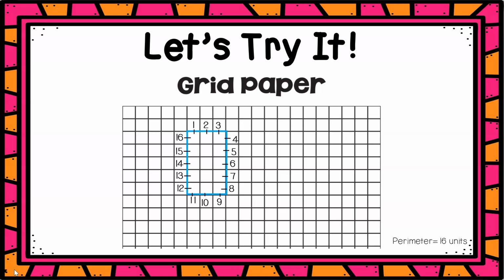Notice that I keep saying units after the number. It's because sometimes we might have a different unit of measurement, but this time they didn't specify, so it's just units. But we have to have more than a number. We have to have 16 units.